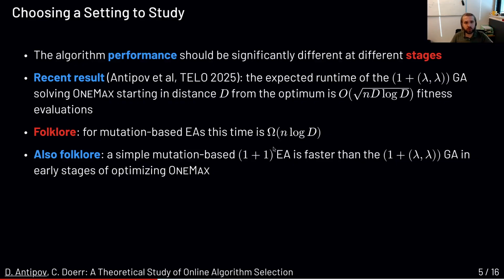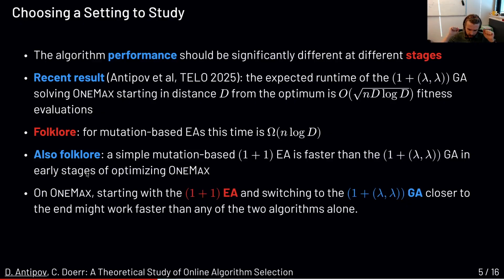It's well known that most of the mutation-based evolutionary algorithms can find this optimum starting from the same distance in n log d iterations, which is much more than this one. But it's also well known that simple mutation-based algorithms like the (1+1) EA are faster than the complicated (1+(λ,λ)) GA in the early stages, when getting progress is quite easy. So this leads us to an idea that we should consider a setting where we optimize OneMax. We start with the (1+1) EA and switch to the (1+(λ,λ)) GA closer to the optimum.